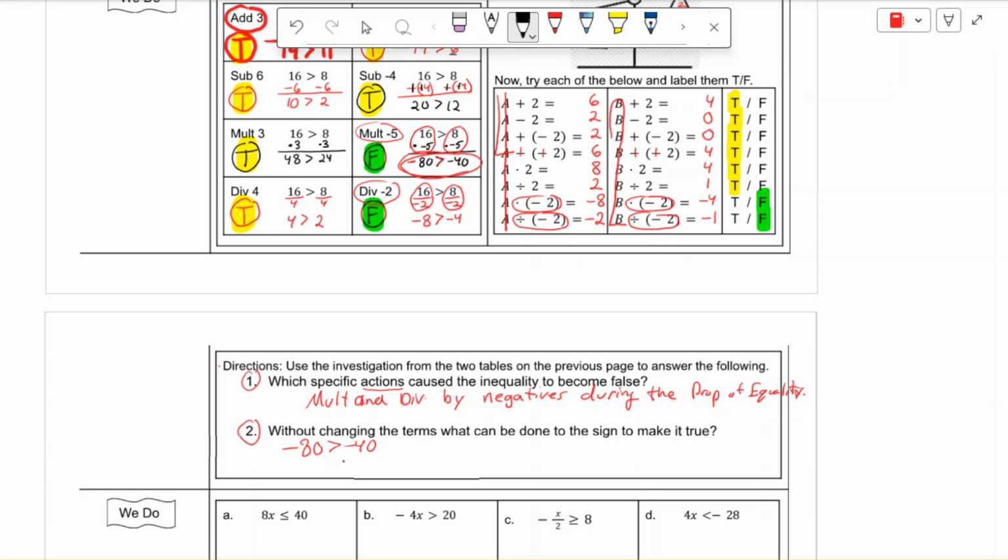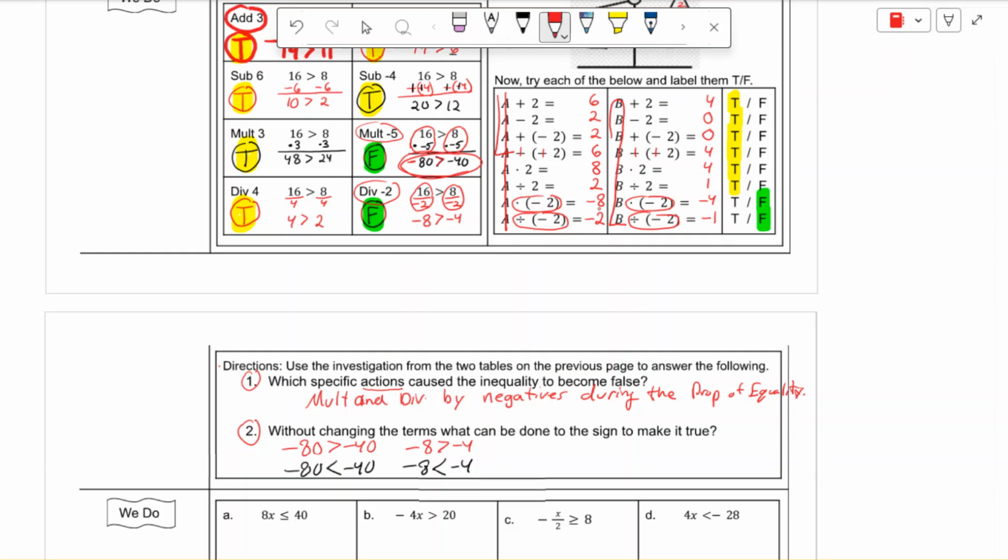Well, you can flip it over, and wouldn't that be true? Yes, it does make it true. So you flip the sign over without moving the terms. Let's try another one. We had an answer of -8 is greater than -4. Let's see what we can do. Without moving the terms, still -8 and -4, to make it true, we would turn the sign around. Works again. Let's try another one that we had a problem with.